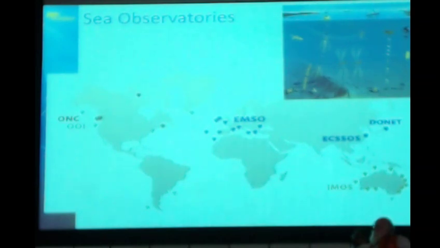IFREMER is also working hand in hand with international partners to deploy ambitious sea observatories. So these are the main projects around the world. Because we believe we need to develop new capacities and approaches to study the oceans, with fixed points to enable long-range observation over 10 years, and observation of the seafloor, sub-seafloor, and water column. So one example is EMSO. The EMSO project is a European network of regional observatories. I will give now a quick presentation of IFREMER's contribution to it.